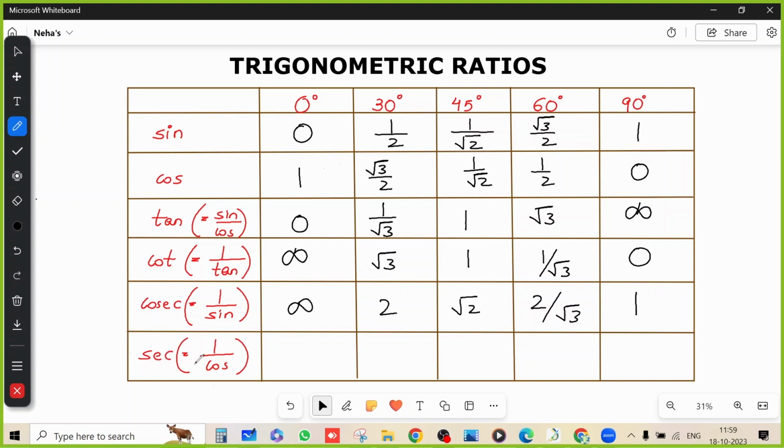The values of sec can be found out using the values of cos, as it is the reciprocal of cos. So it would be 1, 2 by root 3, root 2, 2 by 1, which is 2, and 1 divided by 0, that is again infinity. So in this way, we can find the values of the standard angles.